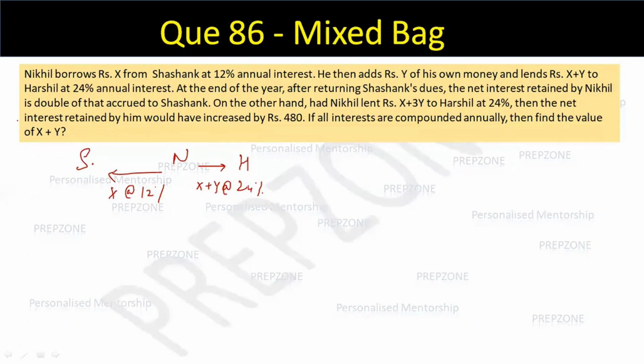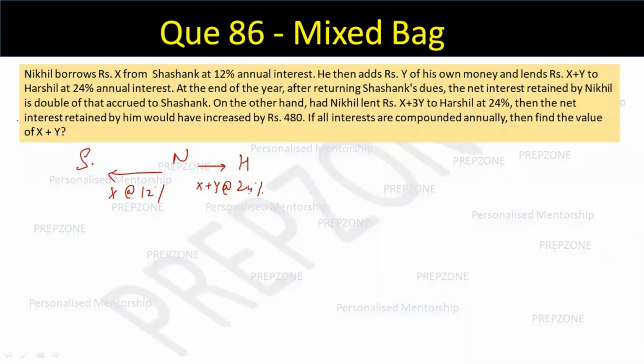Then at the end of the year, after returning Shashank's dues, तो dues कितने होंगे? 12% उसको देना पड़ेगा. So if he is given this much amount, the net interest retained by Nikhil is double of that accrued to Shashank. Okay. So which means what? उसका net interest income कितना था?